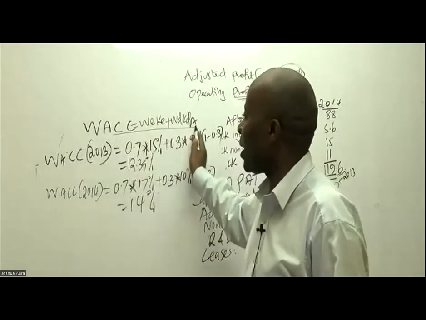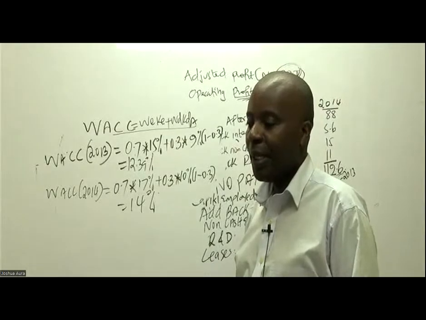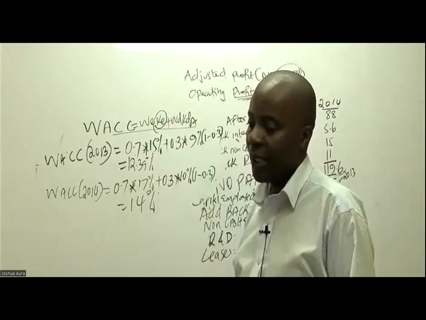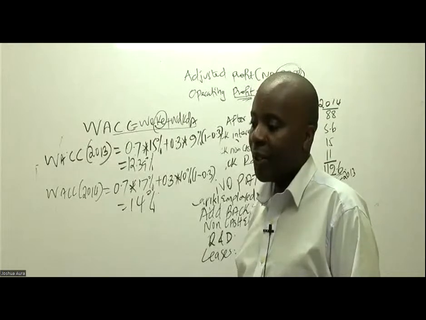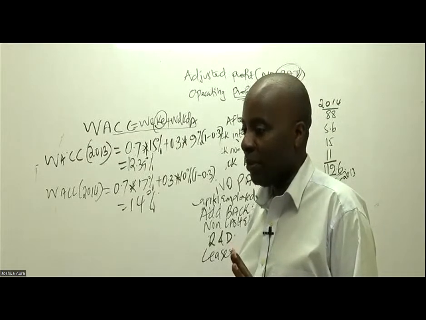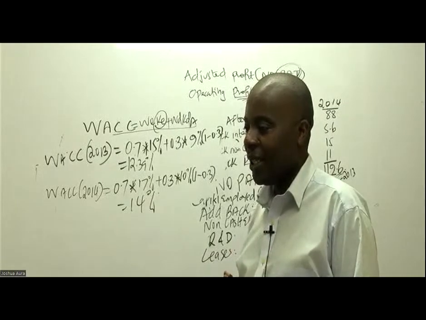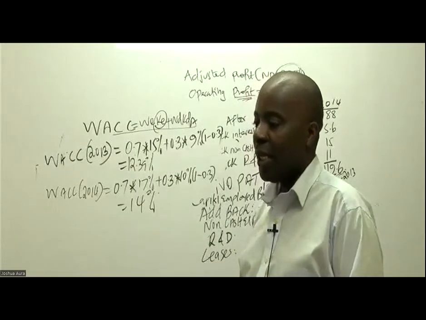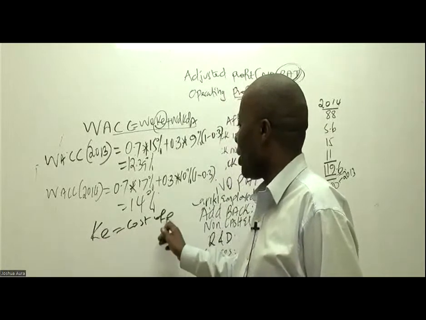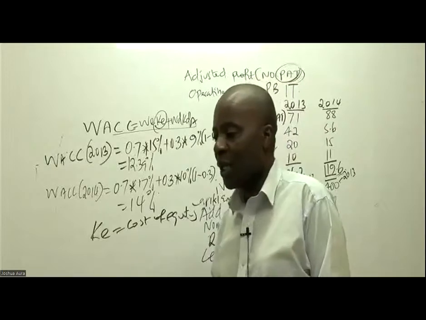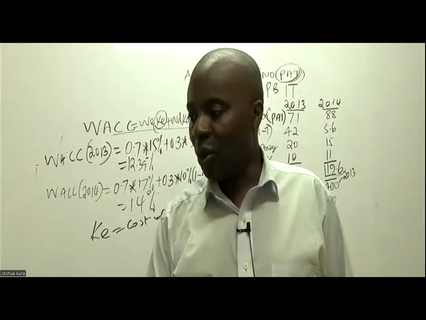Fatma, it's about following this. Are you able to see the weights? Do you know the meaning of KE? KE is cost of equity. You never did advanced financial management or financial management in section 3. KE is cost of equity, and they have given you the cost of equity for the 2 years. It's given here.